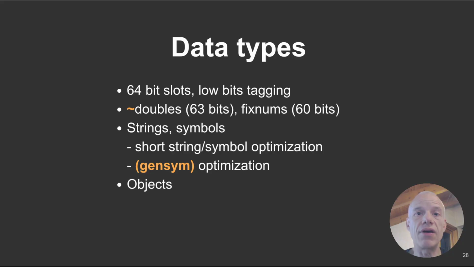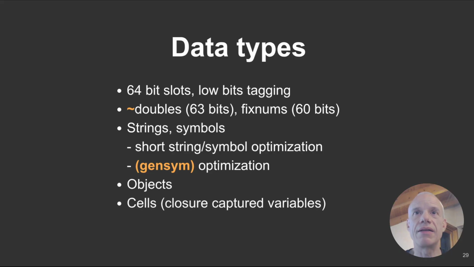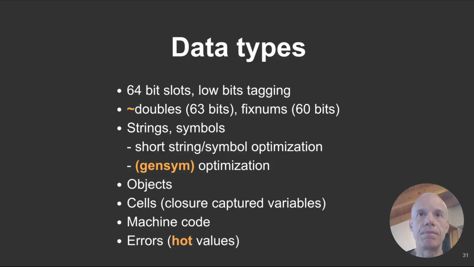And then I have objects. I will explain later what the objects are, but I use them for many different things. I have a special case for cells. Cells are very tiny objects that just contain one value, and they're used for closed over variables in closures. And then I have machine code objects, and those will be explained in much better detail later.